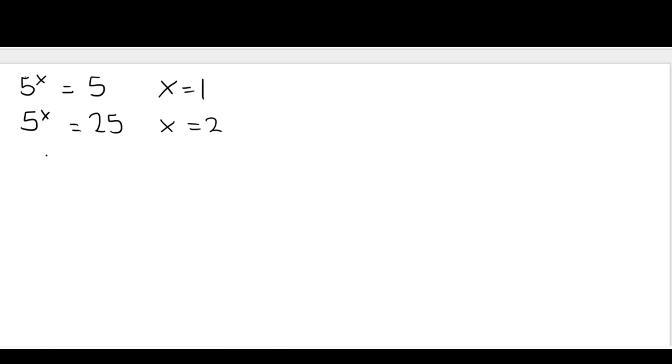However, some equations of this format are not easily solved just by inspection. Say something like 5 raised to the power of x equals 20. It's not obvious what the solution to that equation is. We can say that it's some number between 1 and 2, because 5 raised to the power of 1 is 5, and 5 raised to the power of 2 is 25. 20 falls between 5 and 25. But just by inspection, we don't know what the solution to this is.